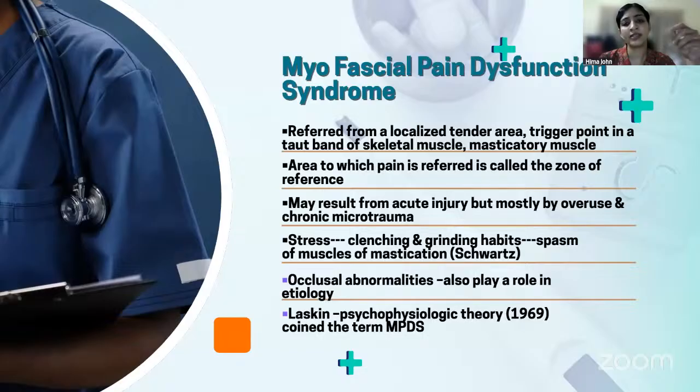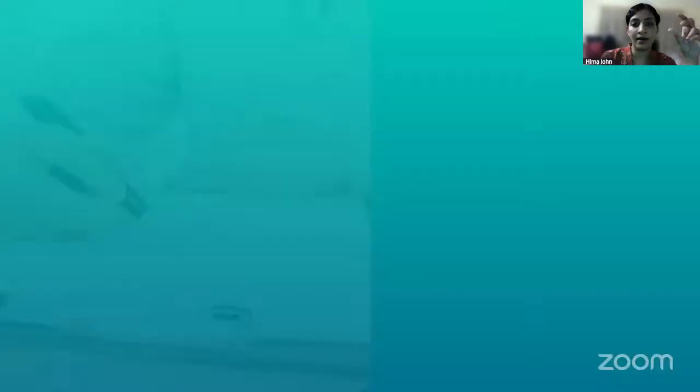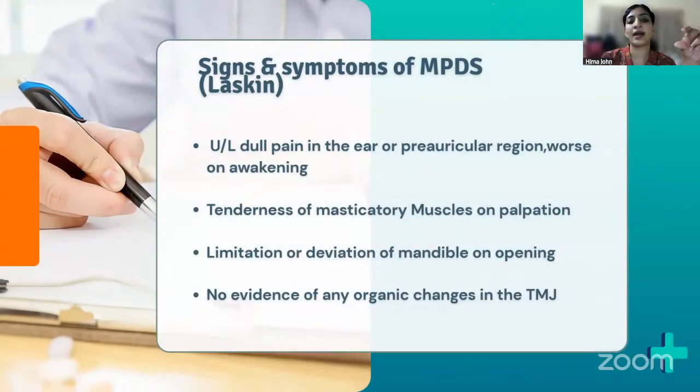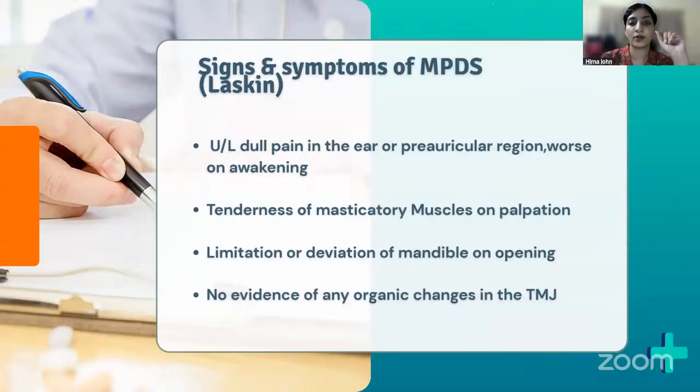That is repeated micro trauma over the period of probably say many years or months, which results in the development of myofascial pain dysfunction syndrome. Now, occlusal abnormalities have been suspected to play a role in the etiology. Laskin has put forward these various criteria, okay, which helps us in determining if the patient has MPDS or not. Now, Laskin's criteria by itself has also been asked as a short note.